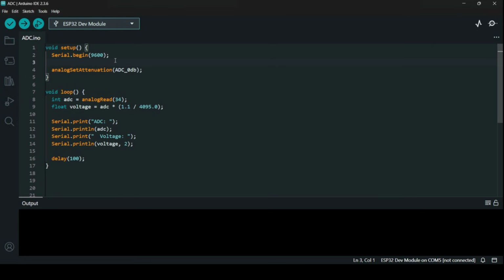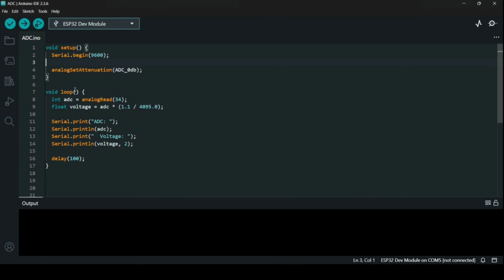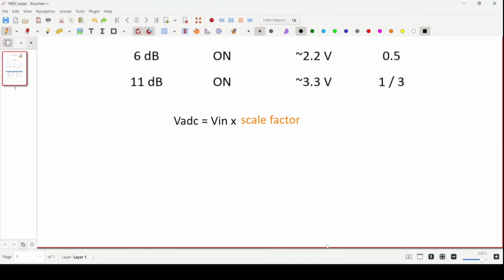Now here is the program for the ADC, and you can see I am using the attenuation value of 0 decibel using this function analogSetAttenuation. And in the loop function I am connecting the middle pin of the potentiometer to GPIO number 34 of the ESP, and voltage is calculated in this line. So VADC is calculated using this formula: VADC is equal to Vin multiplied by the scale factor. This entire calculation is being done inside the analogRead function.